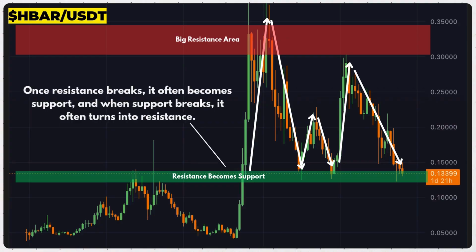These flips make it clear how meaningful these levels are. When a previous support becomes resistance or previous resistance becomes support, it tells you a major shift in market behavior has happened, and those areas often become some of the best trading zones on the charts.